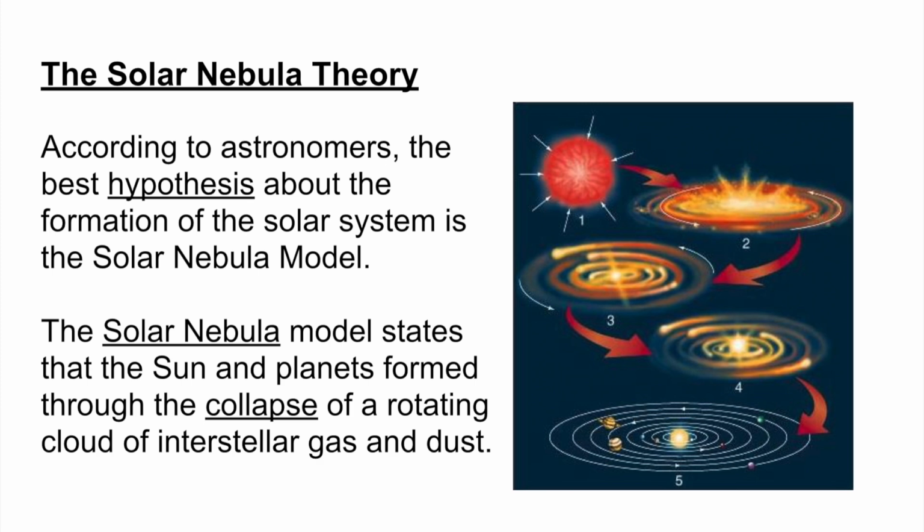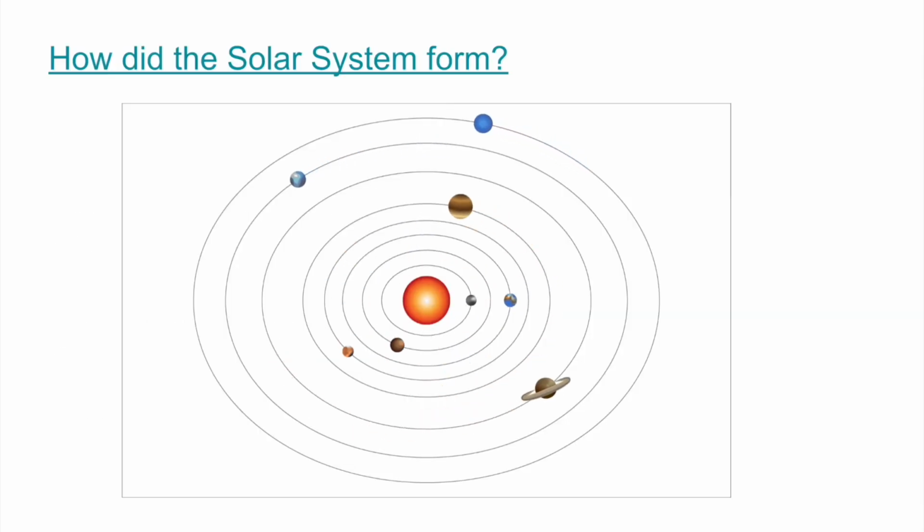So the solar nebula model states that the sun and planets formed through the collapse of a rotating cloud of interstellar gas and dust. So we are thinking that everything formed from this big sort of disk of stuff that was kind of spinning and had this rotational motion and eventually made its way to what we know our solar system to look like today.